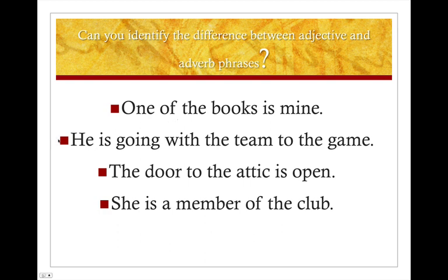Second sentence, this one right here. It has two prepositional phrases. Do you see them? With the team, with the preposition, team, the object of the preposition. With the team tells where he is going, so it's an adverb phrase. To the game also tells where he's going, so it's also an adverb phrase.